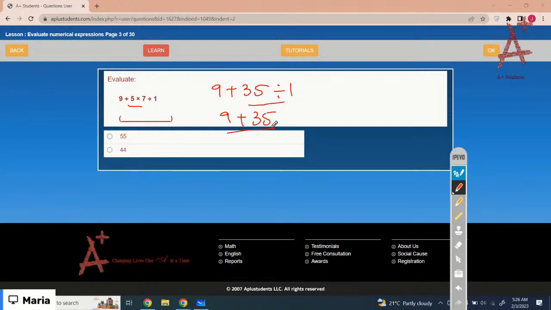And now you have to do addition. 35 plus 9 is 44. So the correct option is 44. Got it?